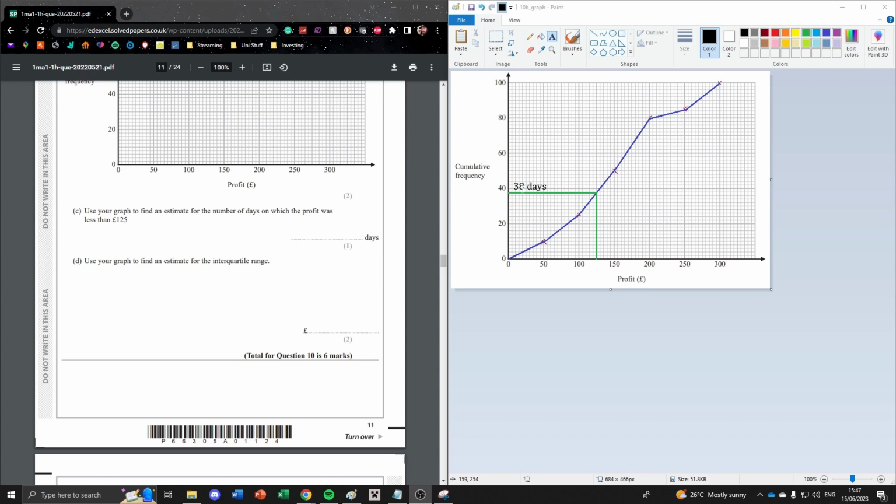And so obviously if we draw across here, we come to 38 days. So the answer, the number of days on which the profit was less than £125, is 38 days.